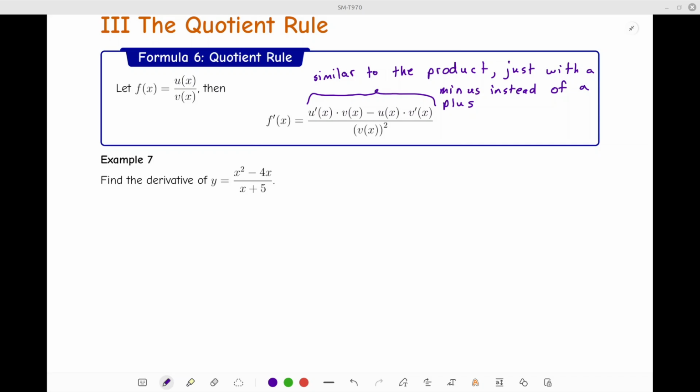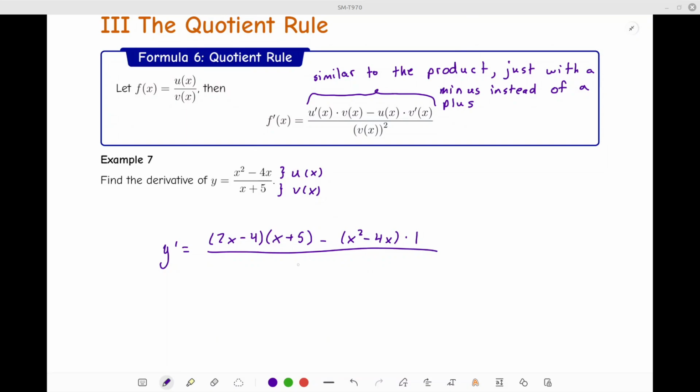So example 7, find the derivative of y equals x squared minus 4x over x plus 5. So top function is u of x, bottom function is v of x. So then y prime is the derivative of the first, 2x minus 4, times the second, minus the first, times the derivative of the second, which is just 1, all over the second squared.